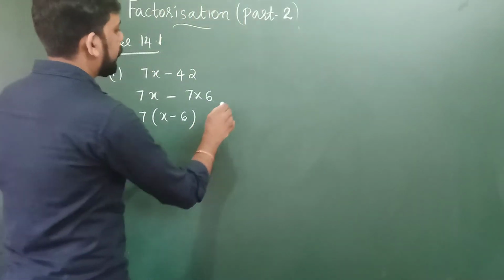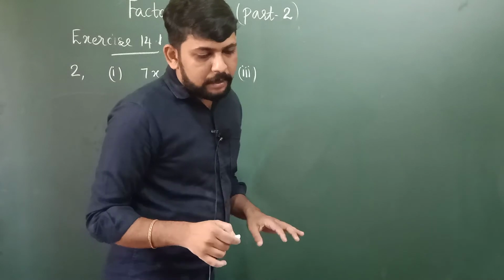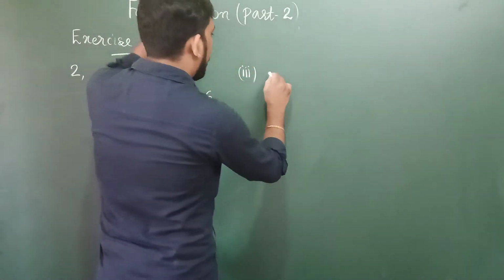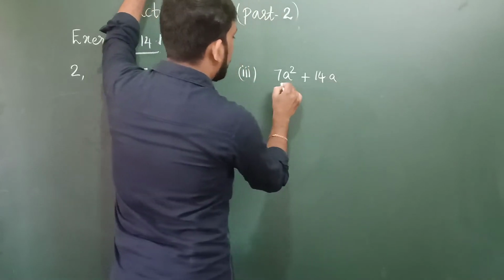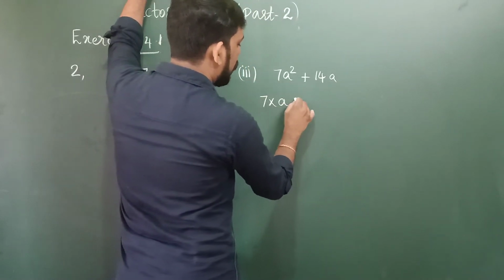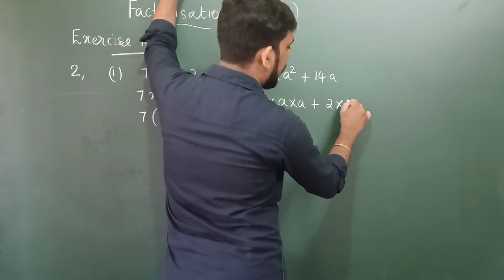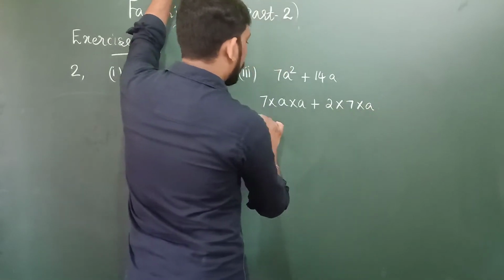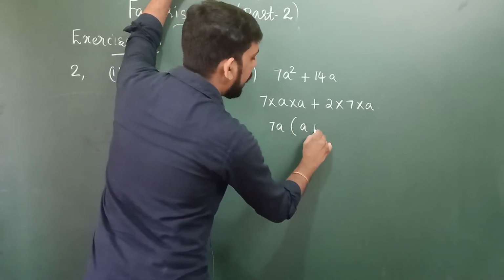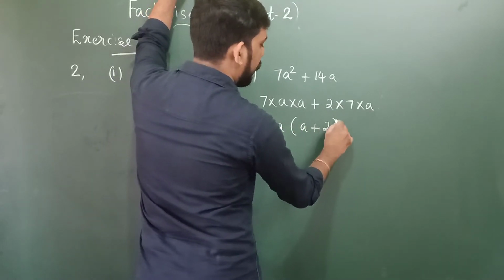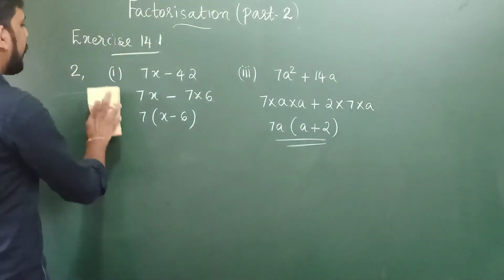Then third sub question. 7a square plus 14a. So 7 into a into a plus 14a can be written as 2 into 7 into a. So which is common? 7a is common. Take outside. Remaining a plus 2. Okay, a plus 2. Is it clear?